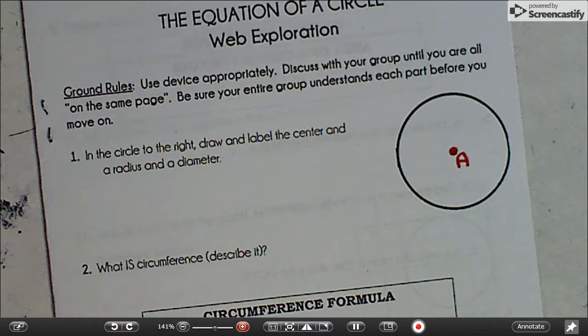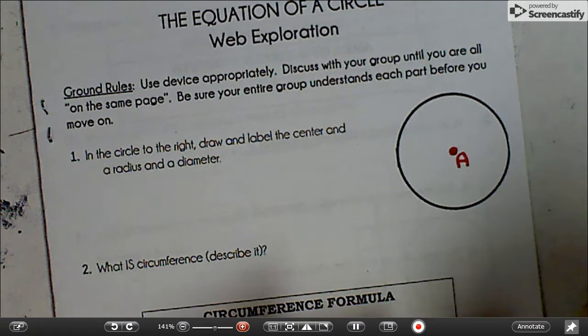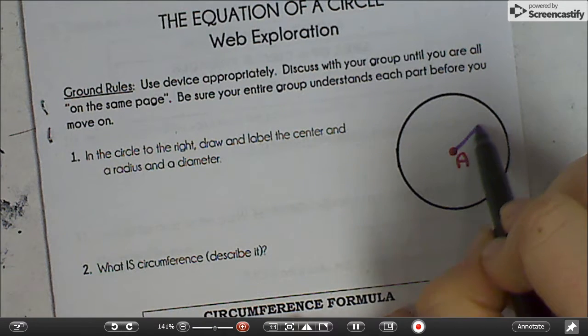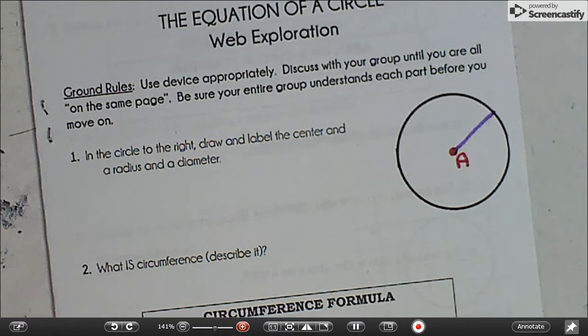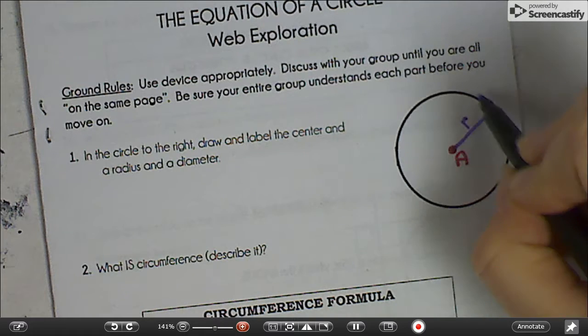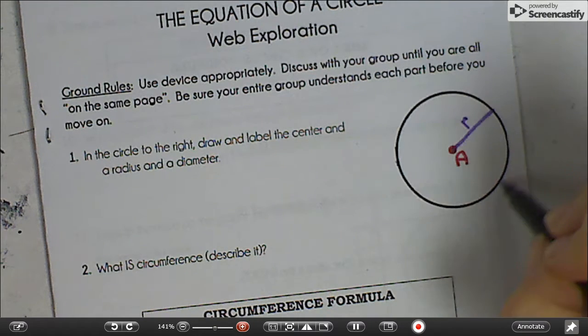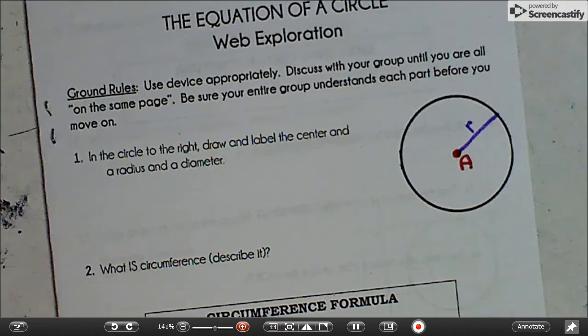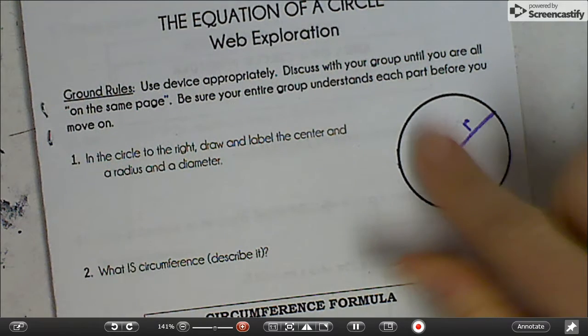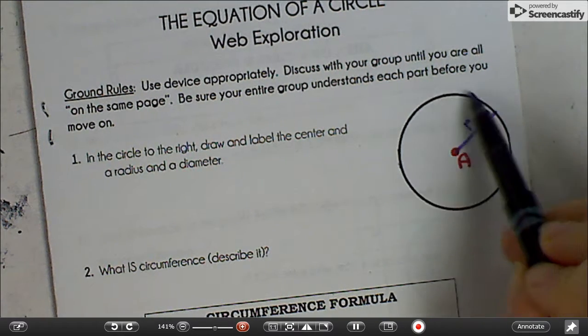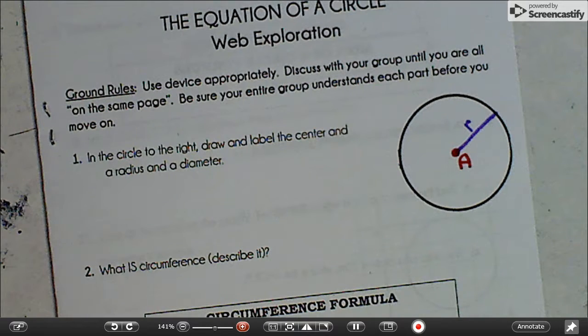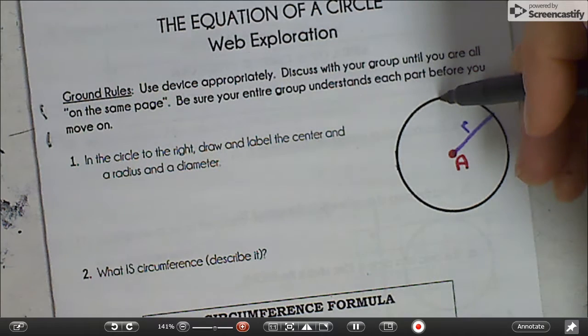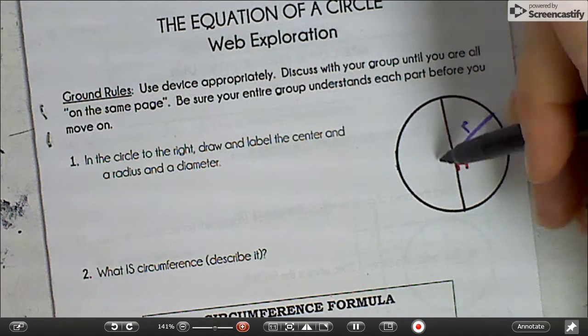We want to draw a radius. A radius is a distance from the center of the circle to the circle itself. The circle is the set of points that is equal distance from a given point. So the circle isn't really this inside space, it's actually the outline. A radius is the distance from the center to the edge, and a diameter is the distance across the entire circle.